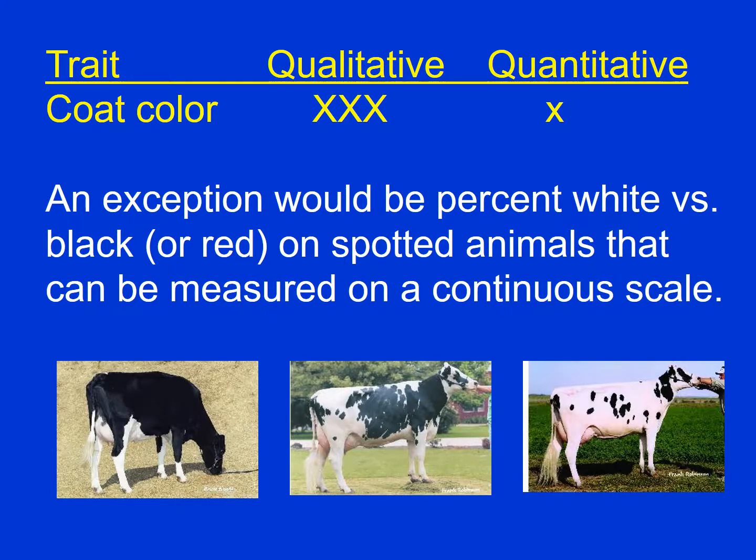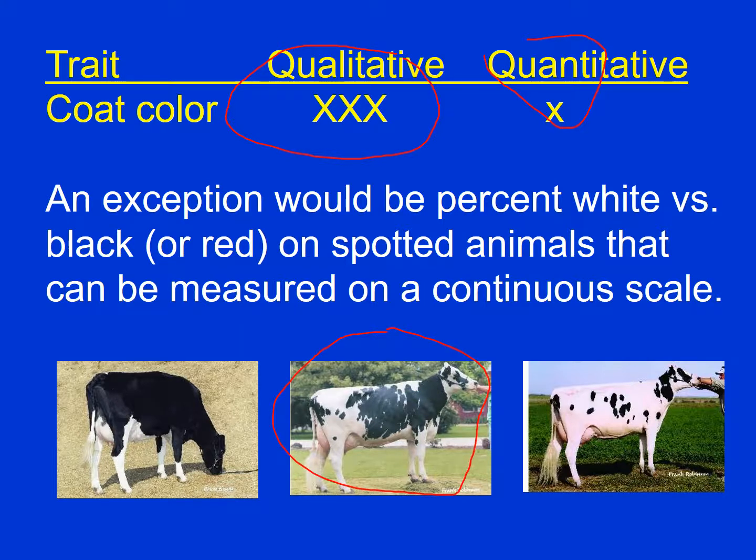Coat color, we're generally going to call that a quantitative trait in most aspects there. I've got one little X here on quantitative and am illustrating it down below. So we've got an exception here if we're looking at Holsteins. Dairy cattle can be almost completely black to almost completely white. Most are going to be a pretty good mix.